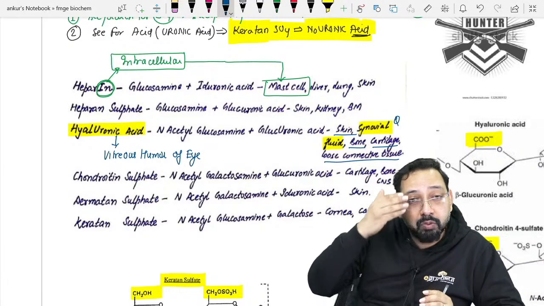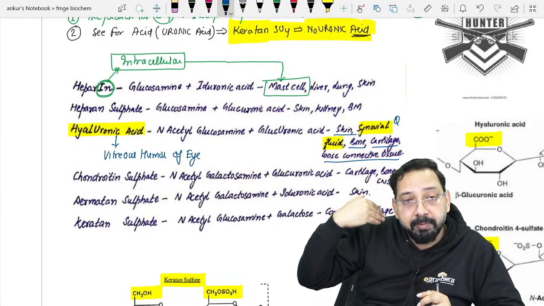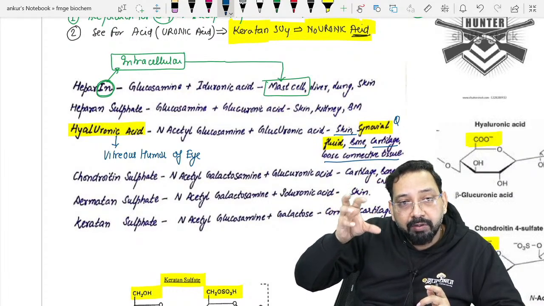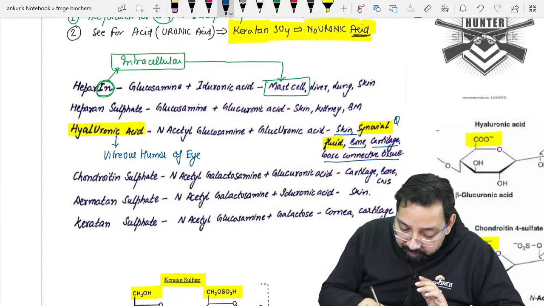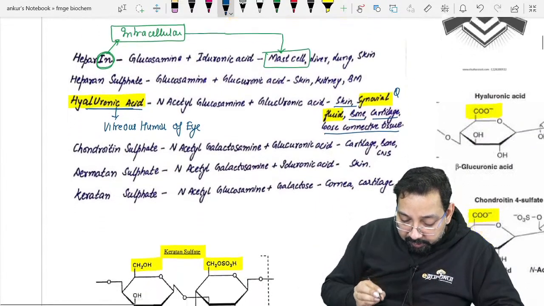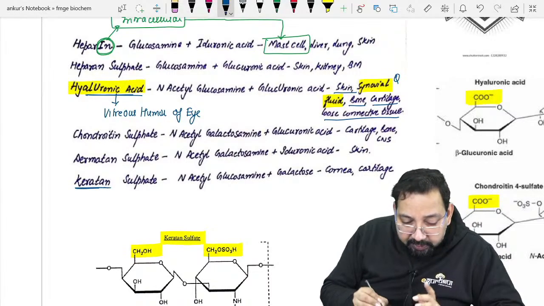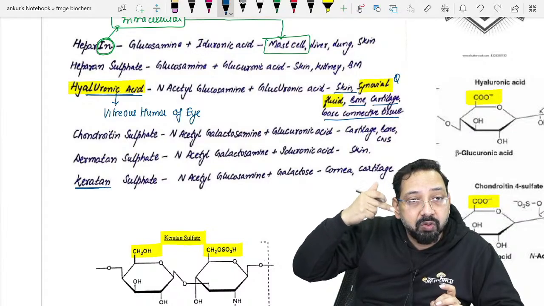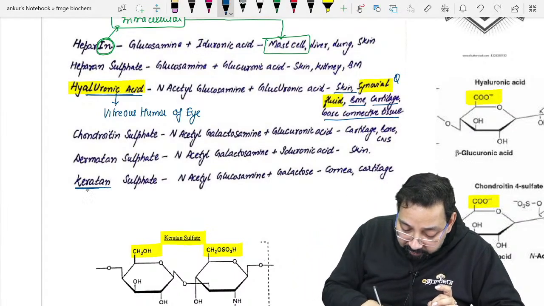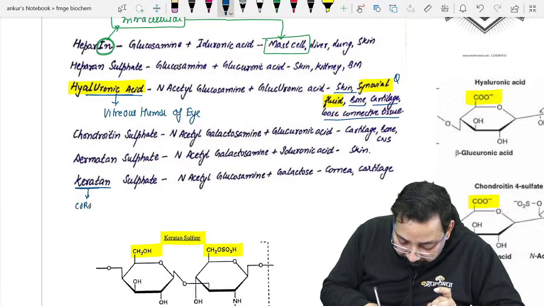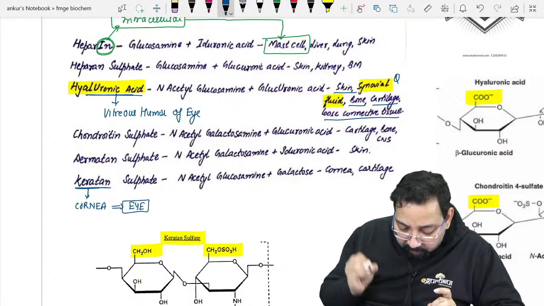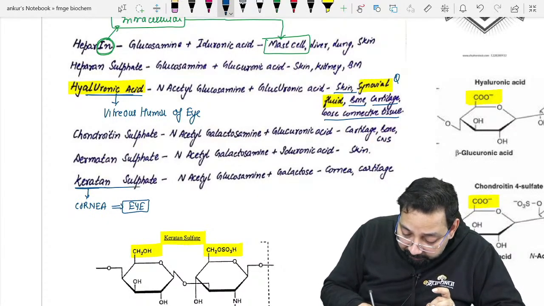Yes, the eye has two compartments. The posterior segment has the vitreous humor. Vitreous humor is rich in hyaluronic acid. Yes, keratan, the name itself tells you, keratoplasty means surgery of the cornea. Kerato means cornea. Yes, the cornea is a part of the eye. Yes, keratan sulfate is present in the eye.